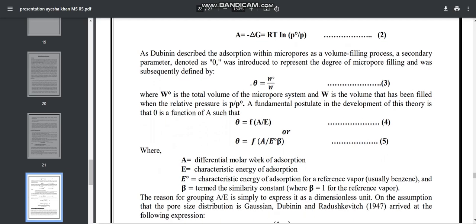A is the differential molar work of adsorption. E is the characteristic energy of adsorption. E naught is the energy of adsorption for a reference vapor, usually benzene. And B naught is the similarity constant.